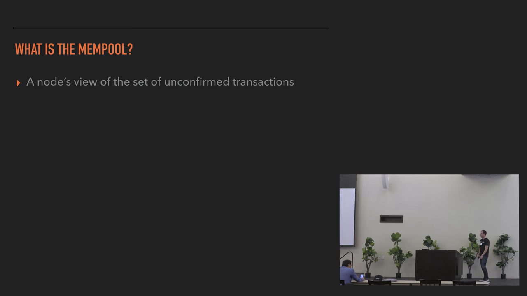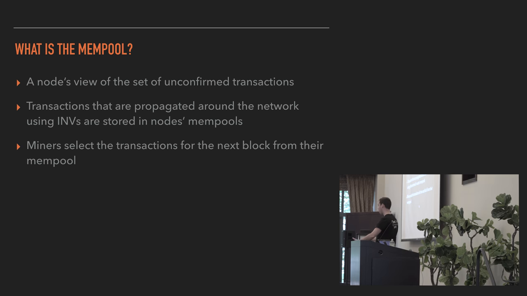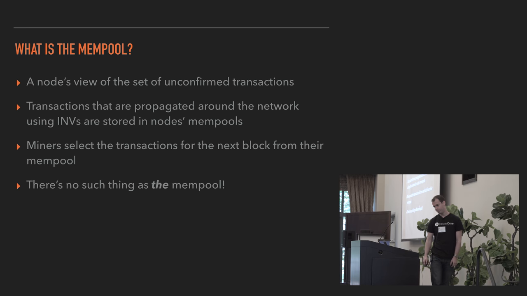So what's a mempool? Well, it's a node's view of all of the transactions which haven't yet been included in a block, unconfirmed transactions. Transactions are propagated around the network using the inv and getdata messages. If you receive a transaction message with a transaction in it, you validate that it's a valid transaction, and then you accept it into your mempool. Miners have their mempool on their nodes, and they select transactions from that mempool to include in the next block based on the fee rate. That's how they choose the best fee-paying transactions.